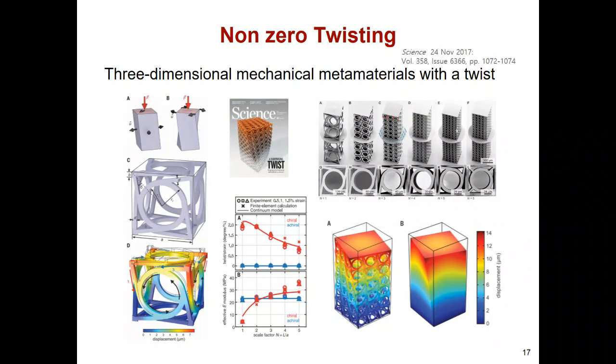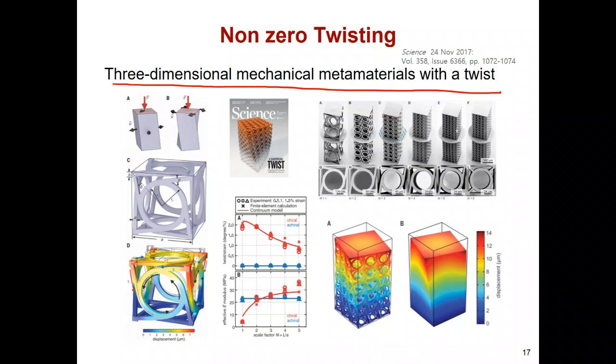These days, another important thing in Science is twisting material. Some material has also been reported: a three-dimensional mechanical metamaterial with a twist. In here, they mention some special behavior.